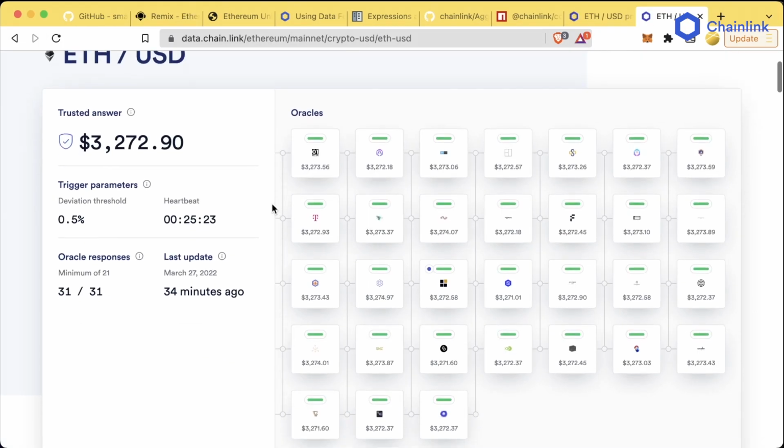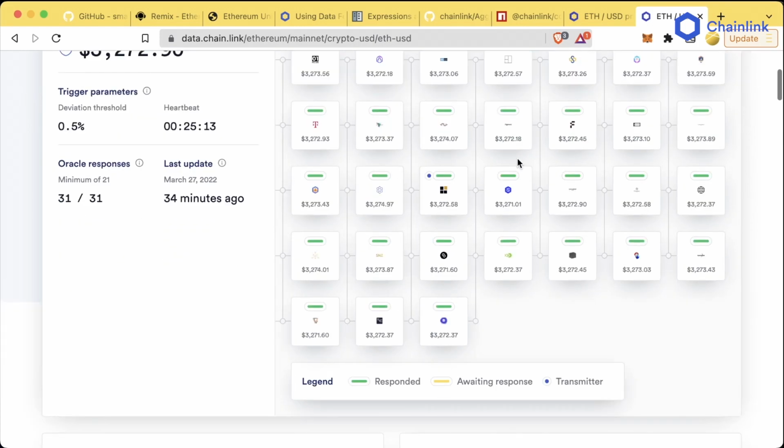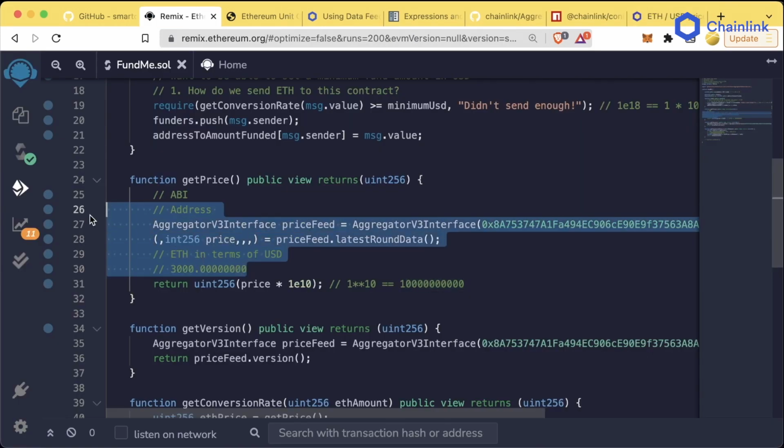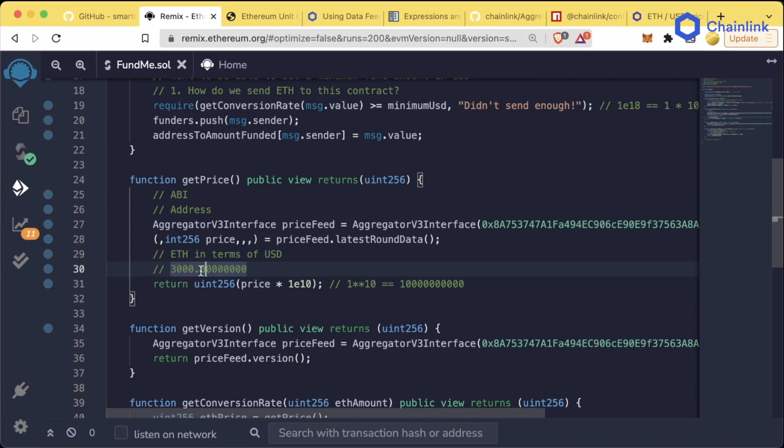Chainlink data feeds are a decentralized way to get information about the real world. In this case, we're getting the price of Ethereum in terms of USD from a decentralized collective of Chainlink nodes. When working with math in Solidity, decimals don't work. So we need to keep that in mind when doing any type of math in Solidity. And we need to make sure we always have the correct units so that our math makes sense.